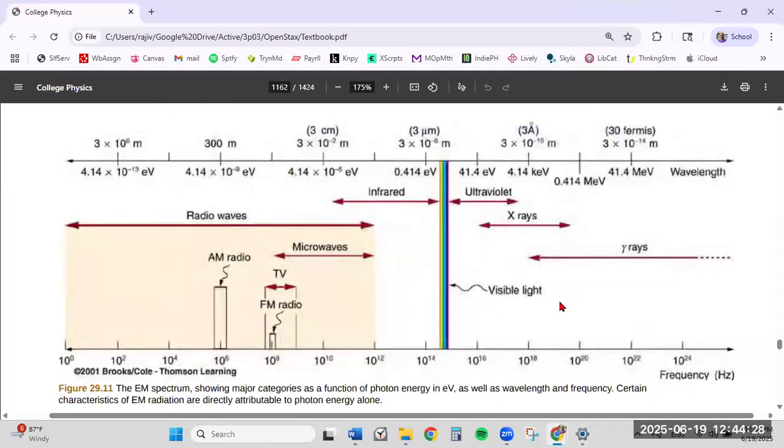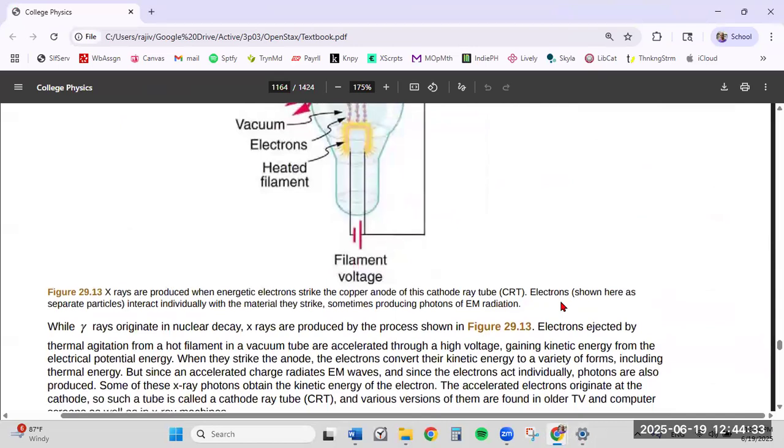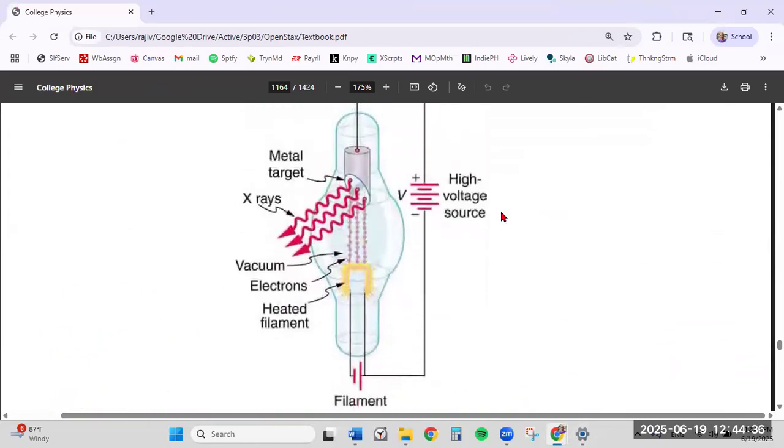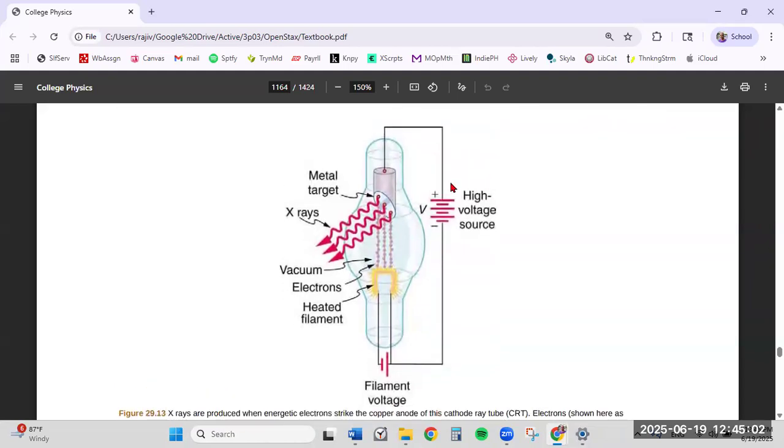Let's look at the basic setup for producing X-rays. So you have a metal target at the top here. And then on this end at the bottom, you have a heated element which emits electrons. And you have to maintain a high potential difference between the top and the bottom in order to be able to accelerate the electrons in the upward direction.